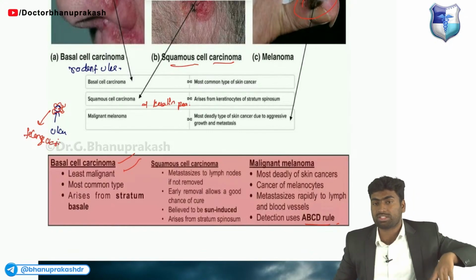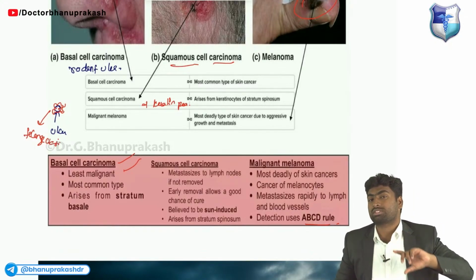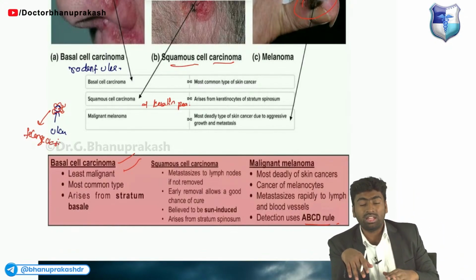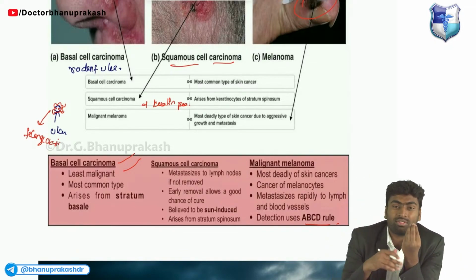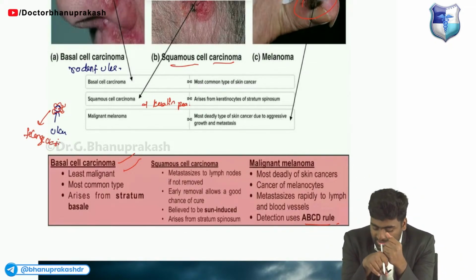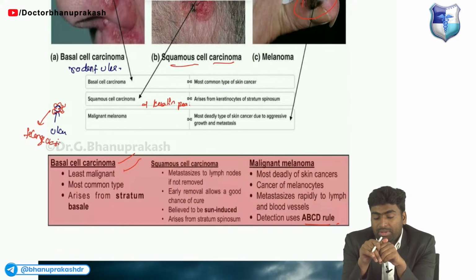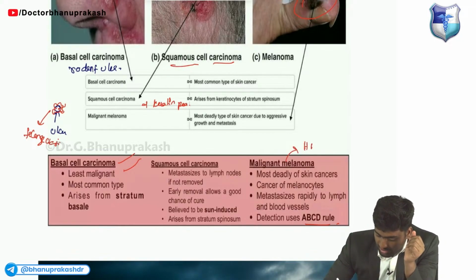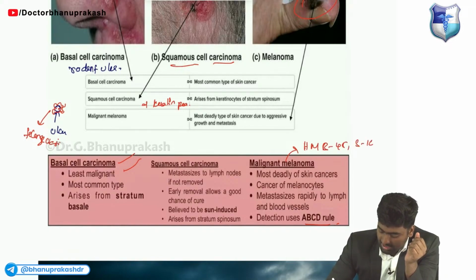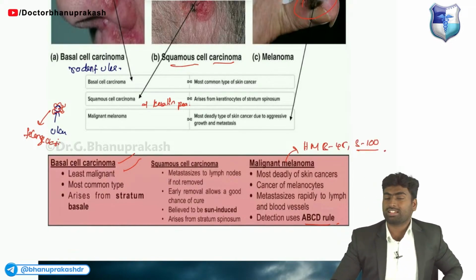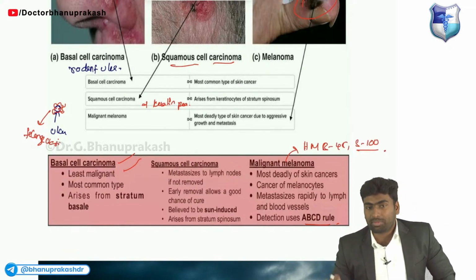Whereas squamous cell carcinoma is next to this one, and we will see keratin pearls in the case of squamous cell carcinoma. Malignant melanoma will be positive for HMB-45 along with S100. So these are the main things you should remember from this dermatology perspective.